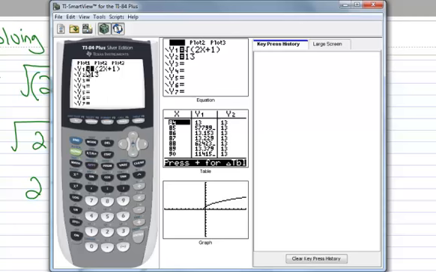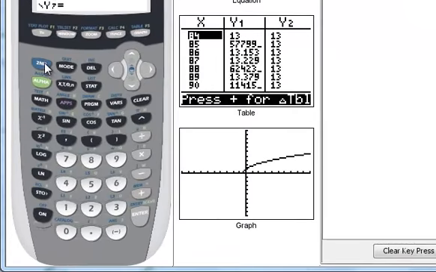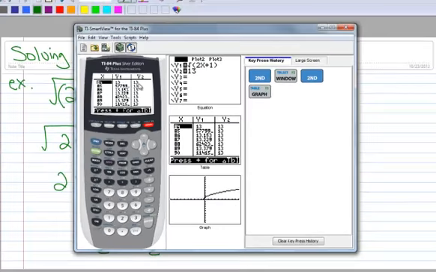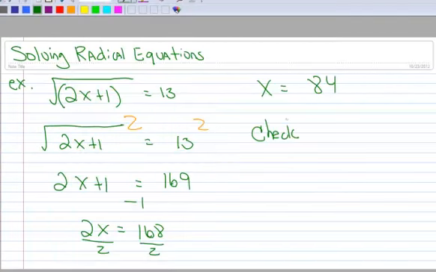So pull up your calculator, and in y sub 1 you're going to graph the left-hand side of the equation. So in y sub 1 I've got the square root of 2x plus 1. And then I arrow down to y sub 2 and I put the right-hand side of the equation in, 13. So I think the answer is 84. I go to my table setup and type in 84, and then I go to my table. When x is 84, which I think the answer is, y sub 1 matches y sub 2. Therefore this is a solution and it's a valid solution. So I've checked that and it works.